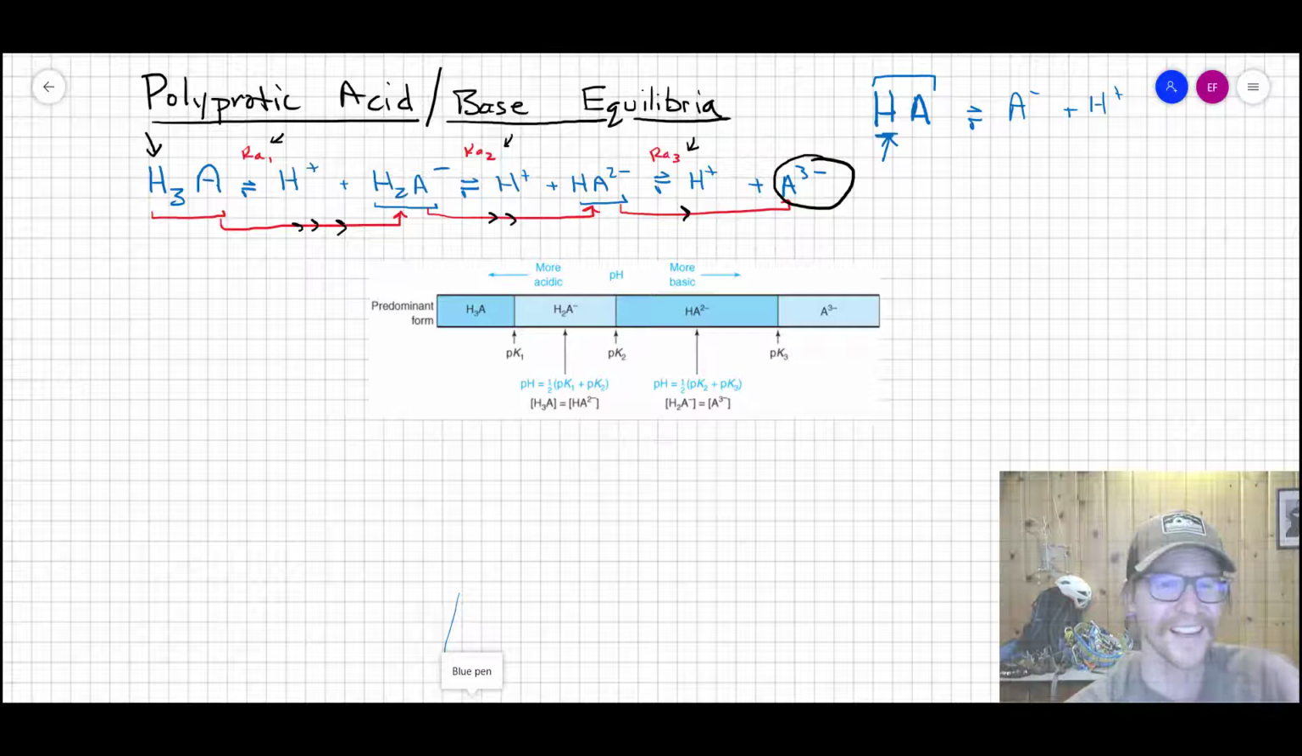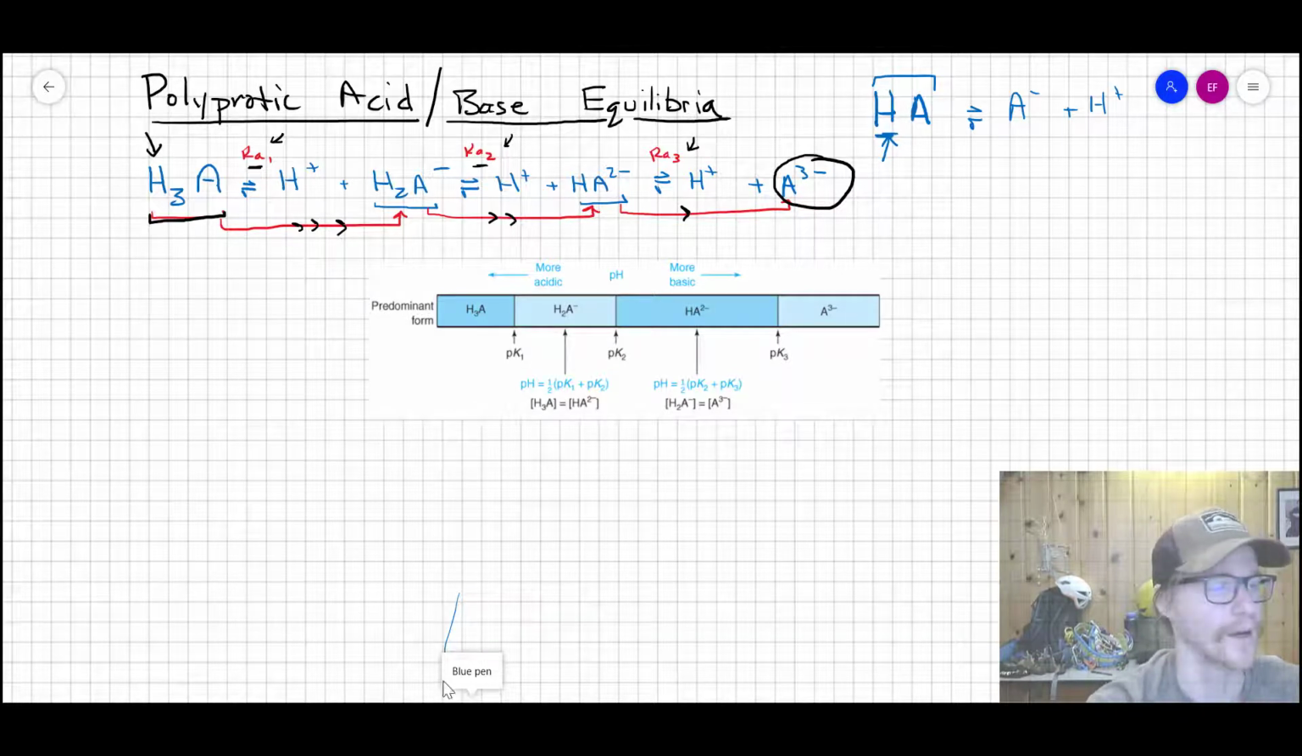In other words, when you're thinking about equilibria, there's no such thing as zero. Even the tiniest bit of H3A means that if these are non-zero numbers, there has to be some amount of its conjugate base in order to satisfy that expression, to make it non-zero, which means there will always be some amount of all of these species in solution, always. Anytime you have an equilibrium, which is always, you're always going to have both halves of the reaction.